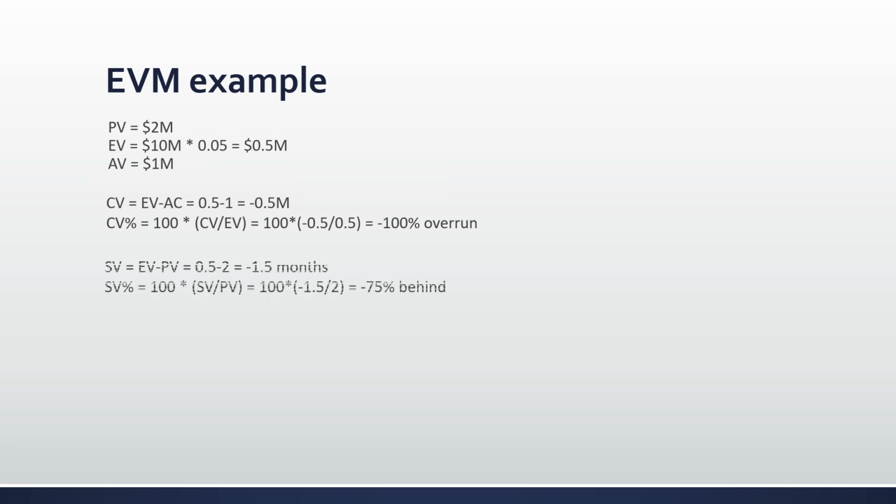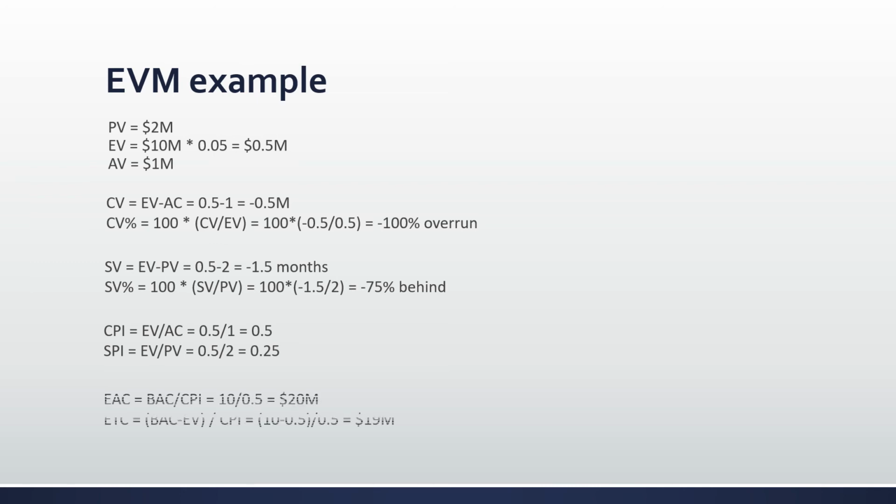That's not good. Your SV is EV minus PV. So you take your 0.5 and minus 2, and you get -1.5. And you times that by 100, and that means you're 75% behind in your schedule. That's horrible. So when you look at your CPI and your SPI, you get these figures by using the calculations there, the EV divided by AC and the EV divided by PV. And you'll use those in a second. And so your EAC is going to be 20 million and your ETC is 19 million.